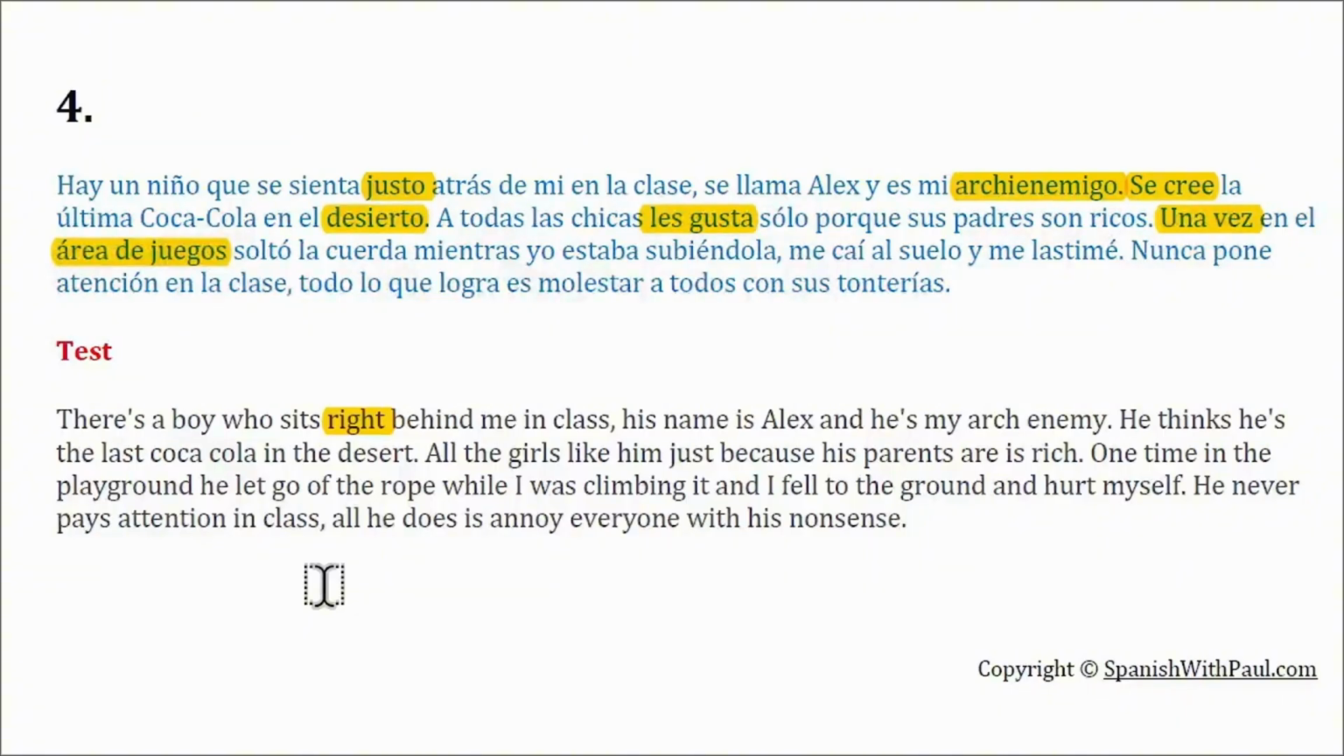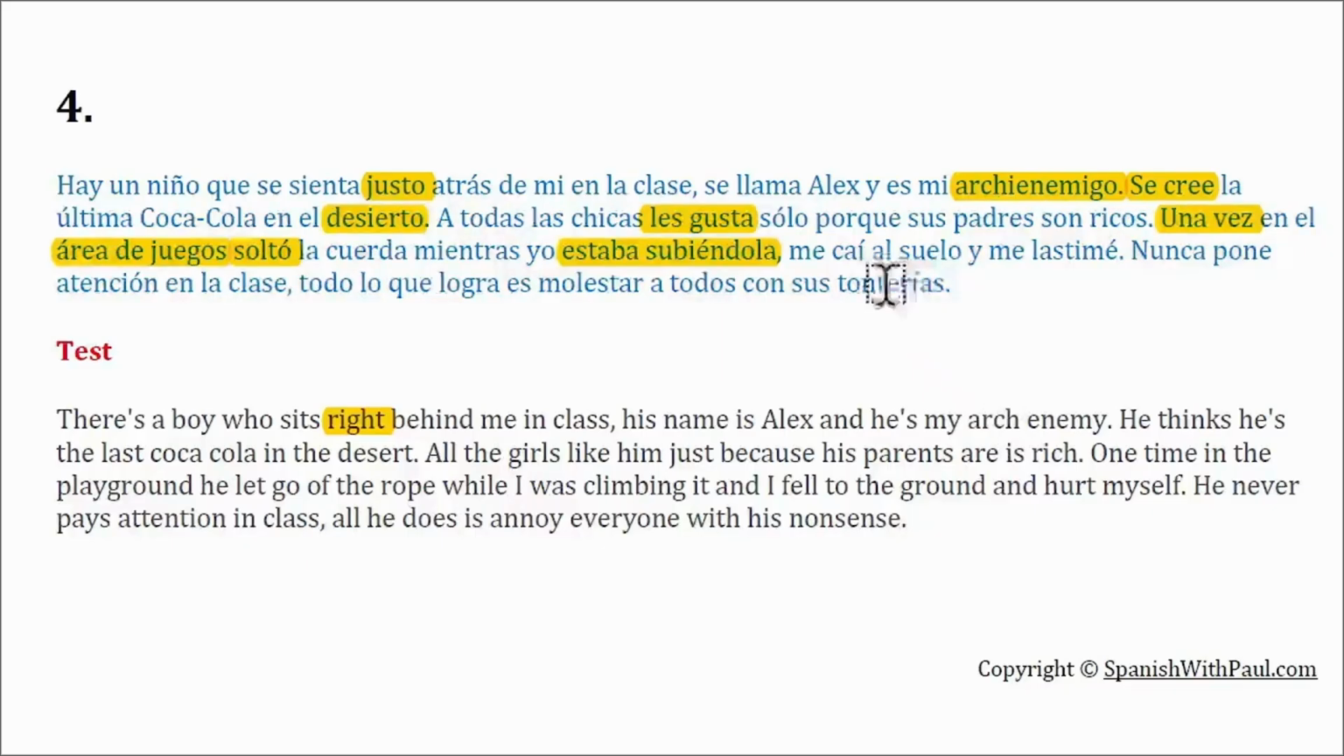Soltó la cuerda mientras yo estaba subiéndola. This is coming from the verb soltar, which means to let go or to let go of. When he let go of the rope, soltó la cuerda mientras yo estaba subiéndola, while I was climbing it. Notice that we have la because we're referring to la cuerda, and we have an accent over here which makes the word look a little strange at first, just because we're adding on the pronoun here. So we have subiéndola. That's where the stress is falling. So there you might pick out, say, the verb soltar, to let go of, and also cuerda for rope.